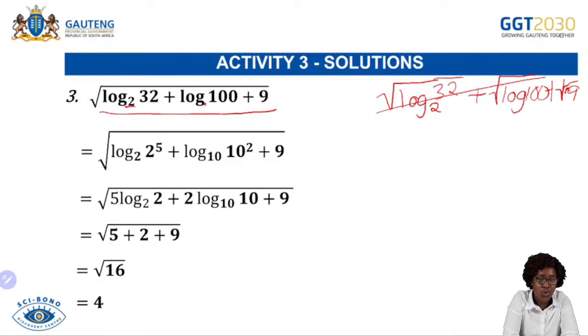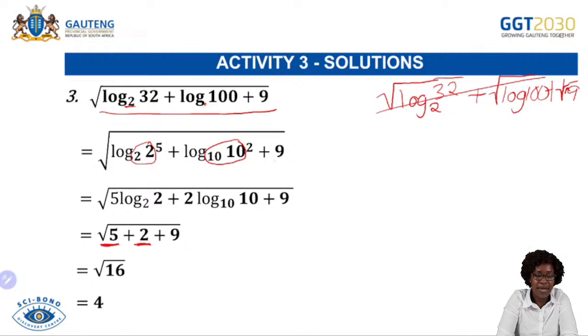So 32 will be written as an exponent, and the exponent there will be 2 raised to the power of 5. Then we're going to change log 100 to an exponent, which becomes log of 10 to the power of 2 to base 10. Going further, if we have the log of 2 to the power of 5 to base 2, like I said, this becomes a 5. Then log of 10 squared to base 10 simply becomes a 2.